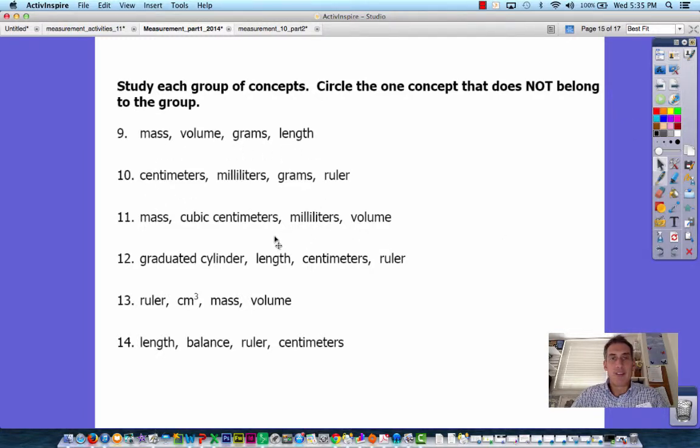Also copy these down. Circle the one concept that does not belong to each group. Let's do the first one together. What does not belong is grams, because grams is the only one that's a unit there. So circle the one that doesn't belong. This is for homework as well, and then you're going to have to justify why you chose the term that you circled.